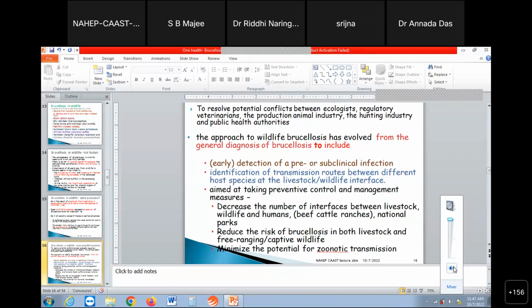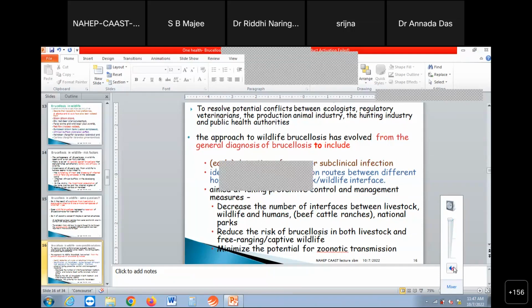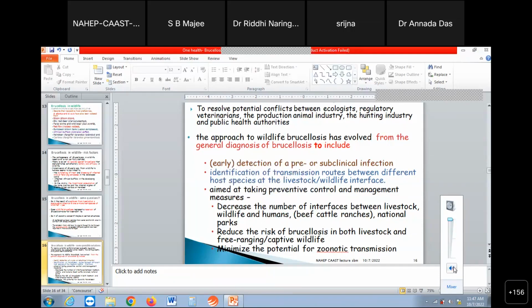Now this means that this is at the border of the jungle. You see the sylvatic portion. So when you look at the border, you have to identify the transmission routes. That means how the animals move. Animals have their own migration routes, and therefore transmission also occurs through these routes only. And therefore it is very important to keep an eye on this livestock-wildlife interface, and it should be aimed at taking preventive control and management measures.